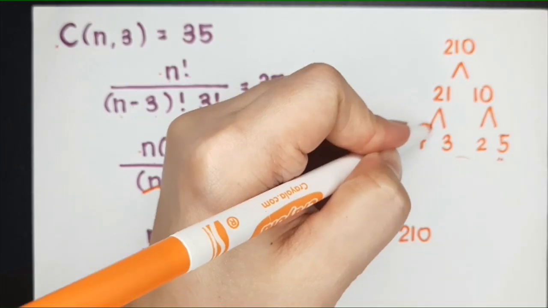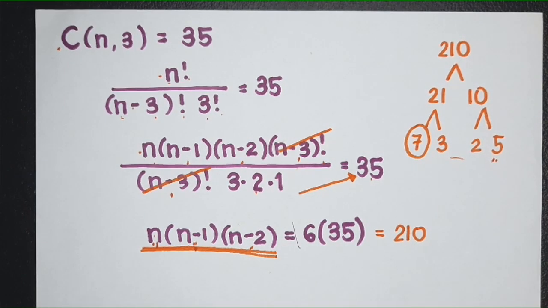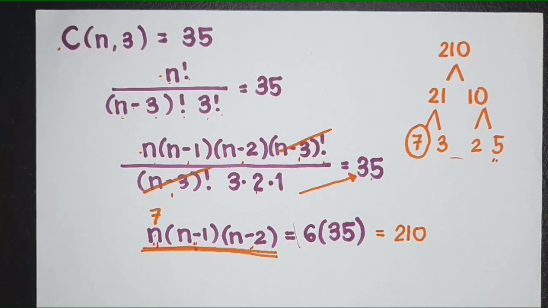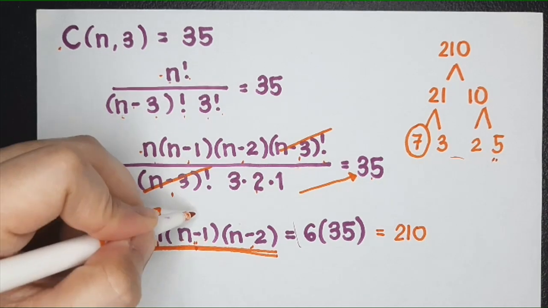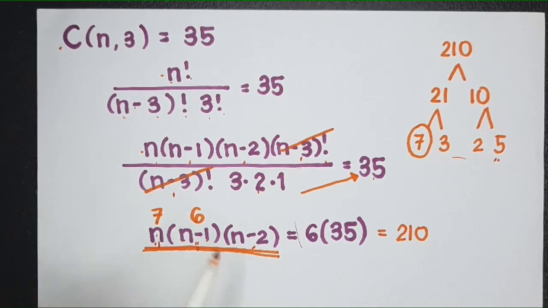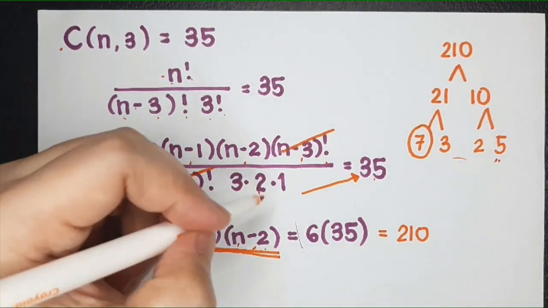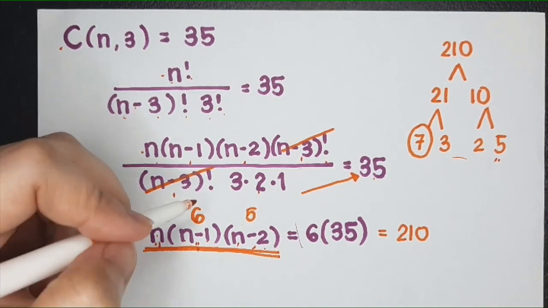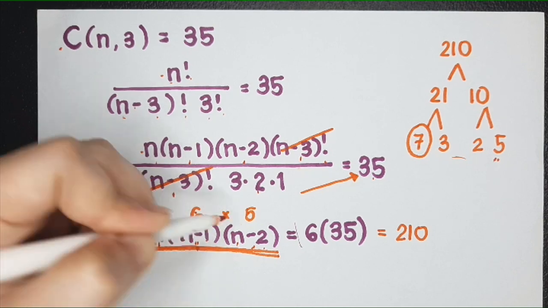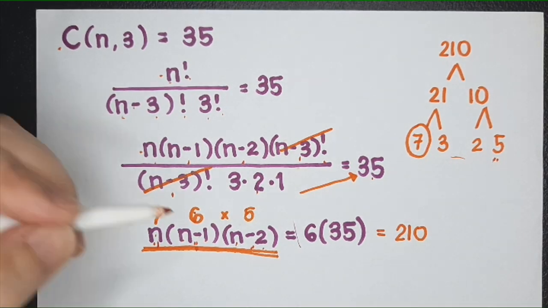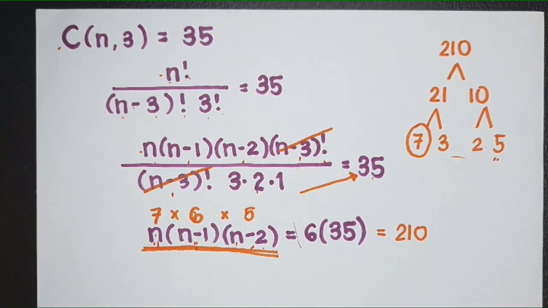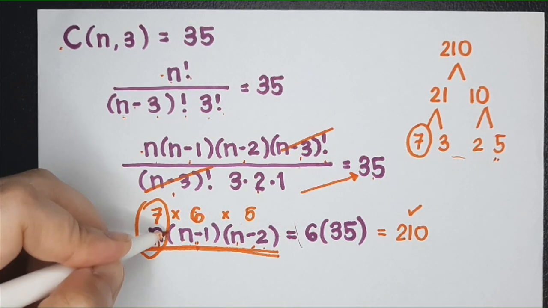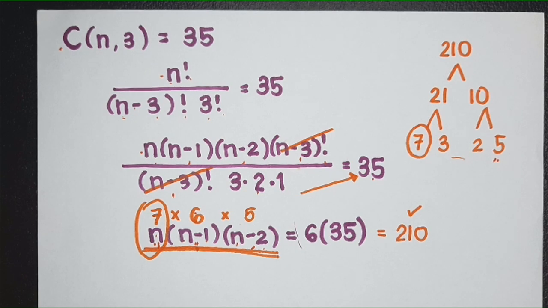You try 7. So, if this is 7, sige nga, ano ang 7 minus 1? This is 6. And then, 7 minus 2, 5. And then you get their product. Mas madali muna to. 6 times 5. What is 6 times 5? 30. 30 times 7. You will get 210. Tama. So your answer is n equals 7.